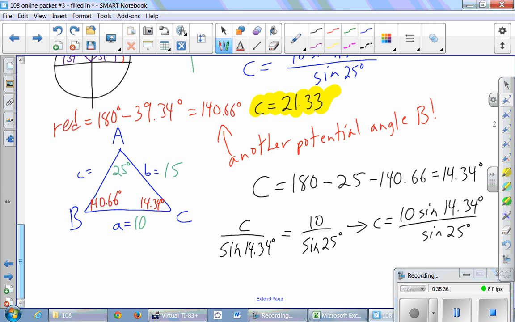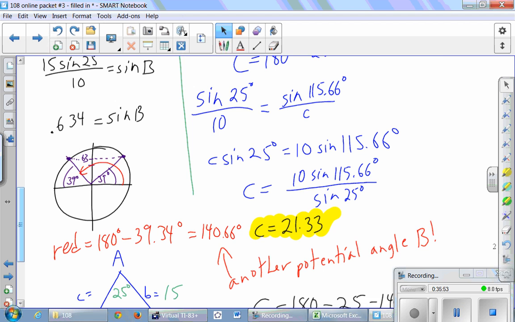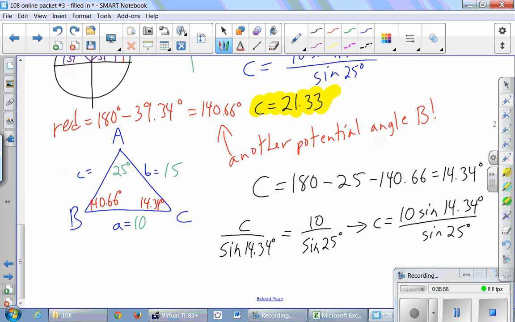Okay, so this is going to be side C, and we'll type it, and that will be the end of this problem. 14.34. And we get about 5.86. So that's the last piece of information here, 5.86.